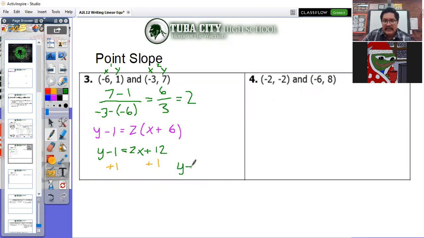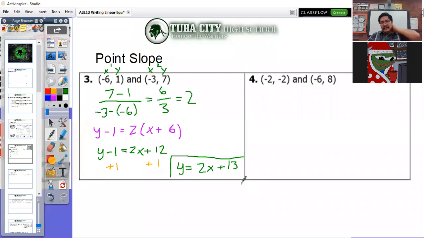So now I should have my final answer. Y equals 2x plus 13. And that looks about right. So let's go ahead and box that, and that's our answer.